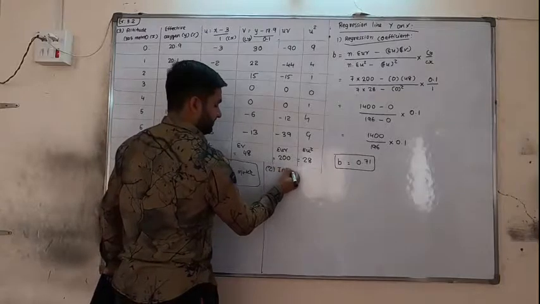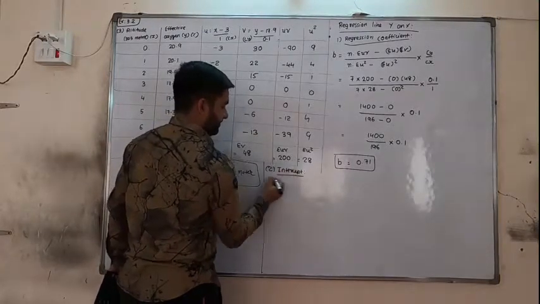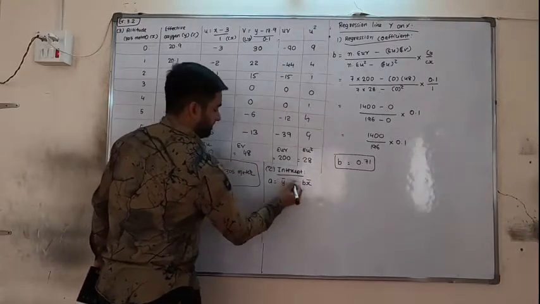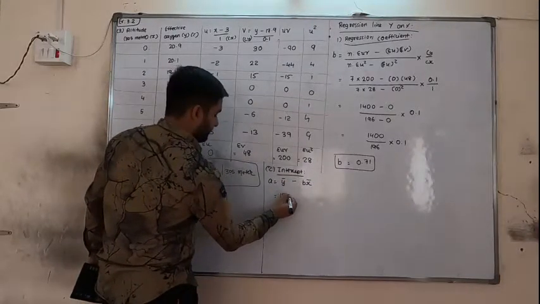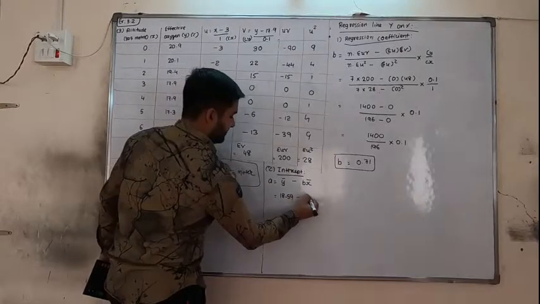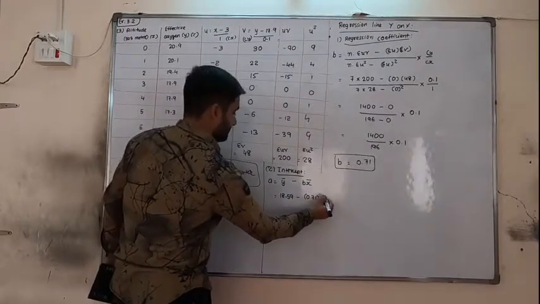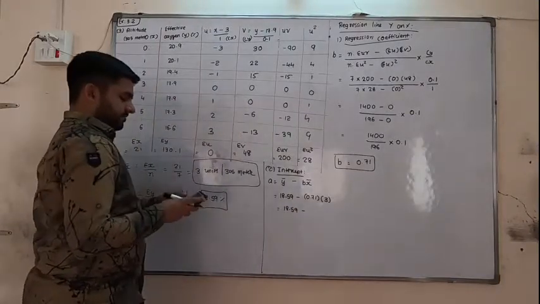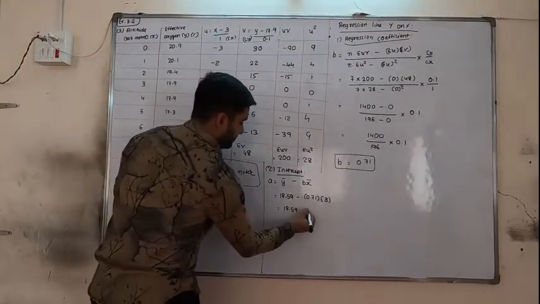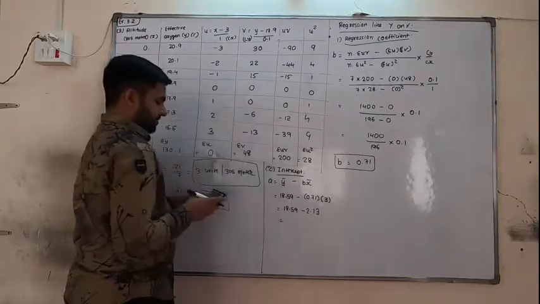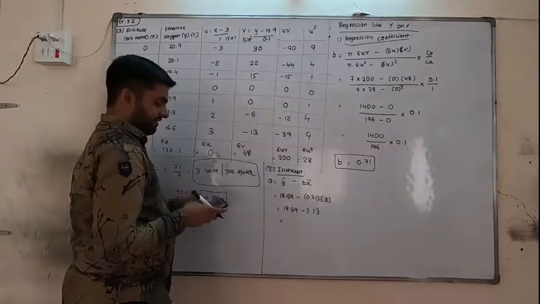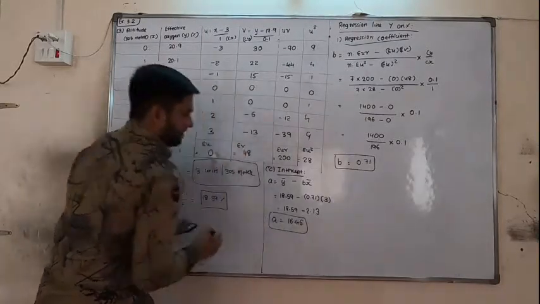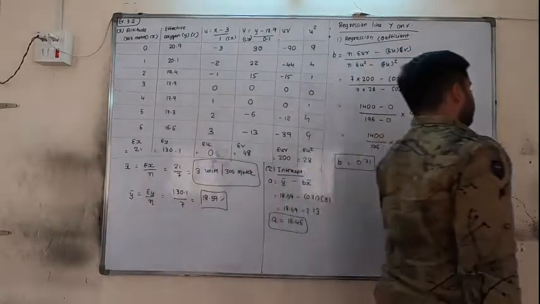Second step is intercept. A is equal to y bar minus b x bar. Y bar is 18.59 minus b is 0.71 and x bar is 3. 18.59 minus 0.71 into 3 is 2.13. So 18.59 minus 2.13 is 16.46. A is 16.46.